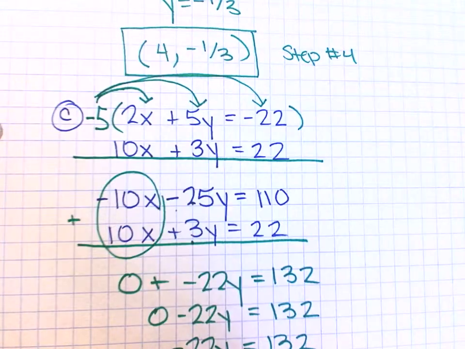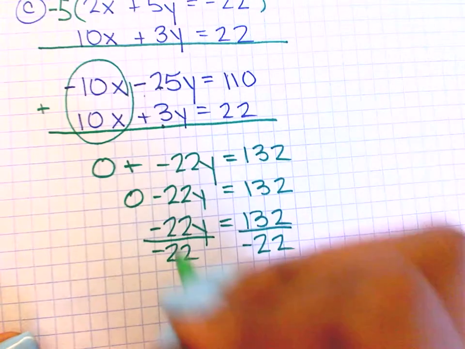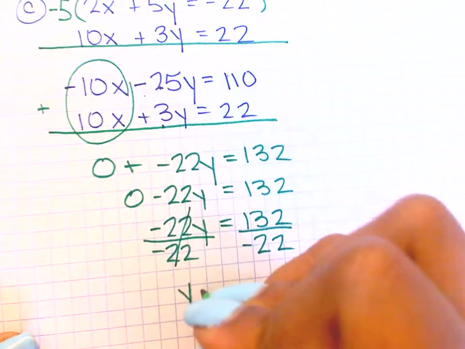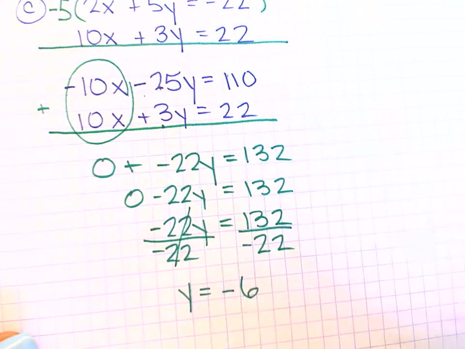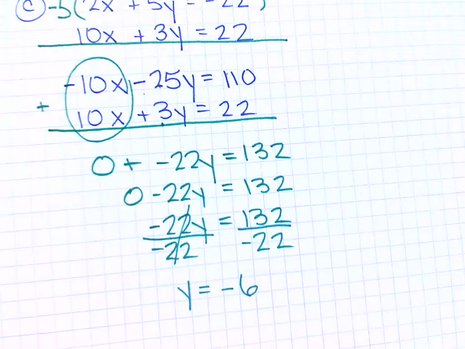Going to divide both sides by negative 22 to isolate the variable. They cancel, and y equals negative 6. So you can eliminate either variable. You just have to say, what's the easiest way? What's the easiest way to get a positive and a negative to equal 0?